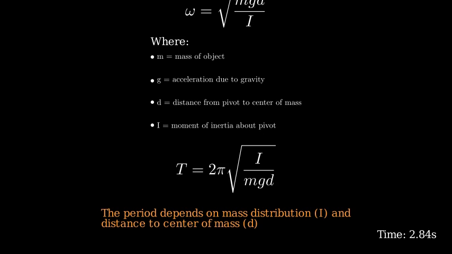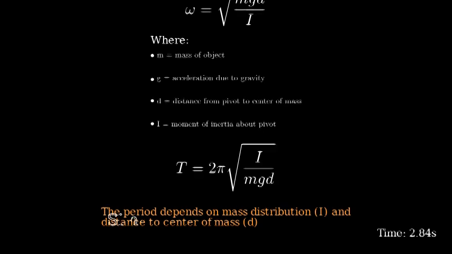An interesting relationship is that any physical pendulum behaves like a simple pendulum of a certain equivalent length. This equivalent length is I over md. In fact, if we make the distance d from the pivot to the center of mass very small, the physical pendulum will oscillate more slowly, meaning it has a longer period.